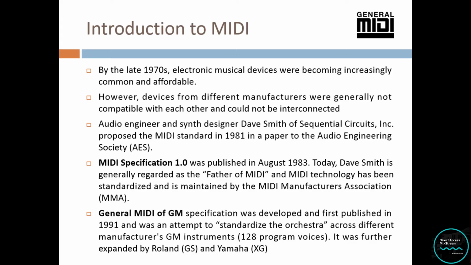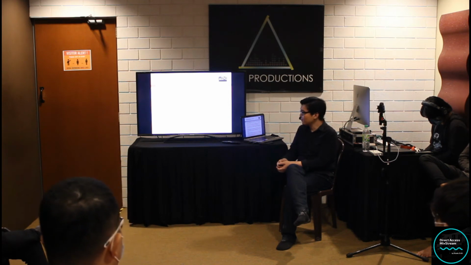But as with all manufacturers, they always try to outdo each other. So Roland, they expand the GM a little bit further. They call it GS. Yamaha call it XG. So all these companies, they're trying to one up each other all the time.